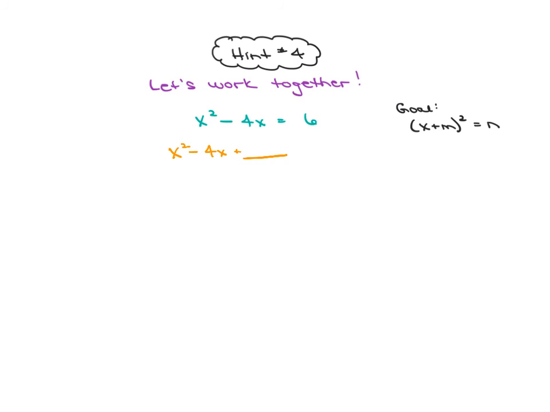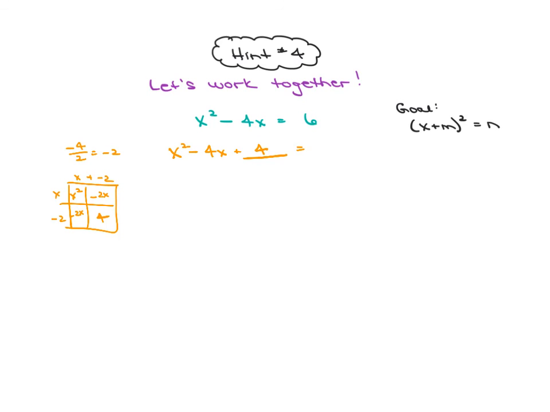I know if I take negative 4, divide that by 2, I get negative 2. And again, I'm thinking back to my area model. This will be x squared minus 2x minus 2x, plus a negative 2, x plus a negative 2. And completing the square, I get positive 4. So there I've completed the square.